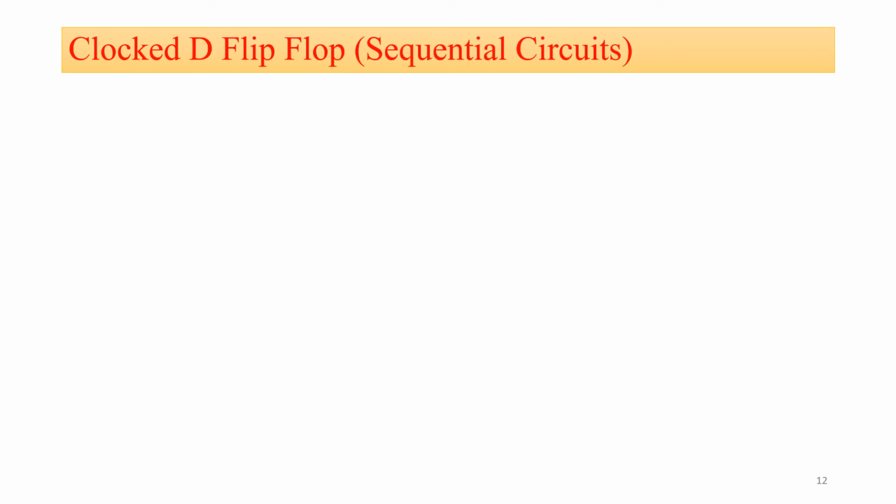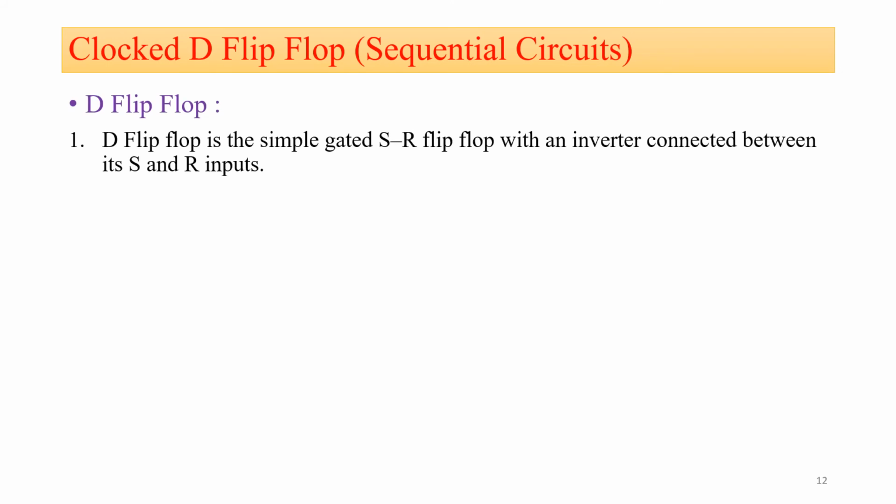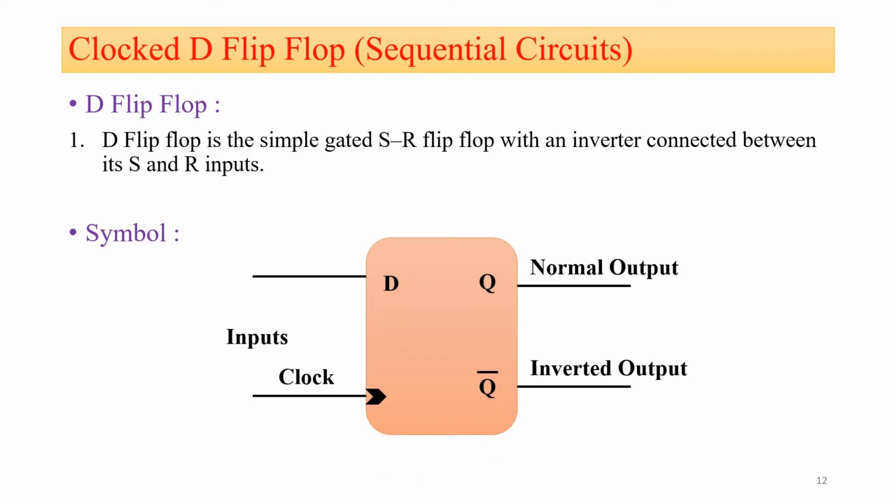Now the second type of flip-flop, that is clocked D flip-flop. Now D flip-flop is the simple gated SR flip-flop with an inverter connected between the S and R input. Now symbolic representation, only one input, that is D, then the clock signal is applied, and two outputs, that is Q and Q bar.